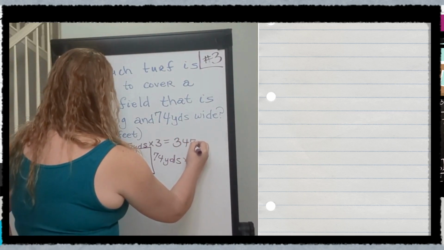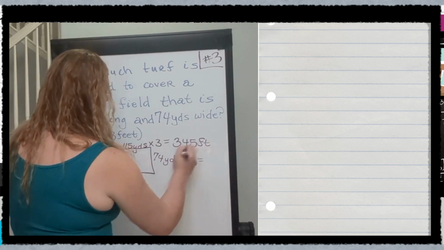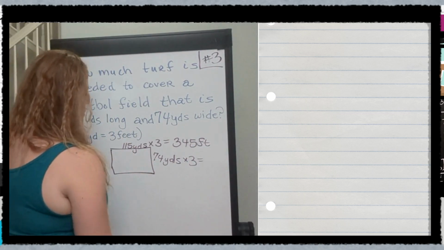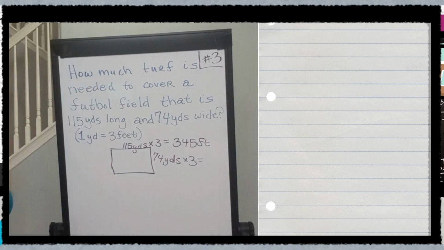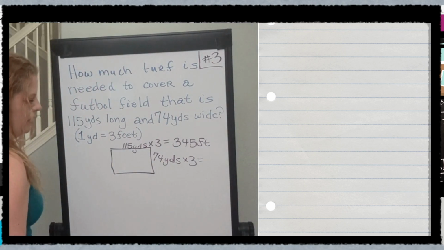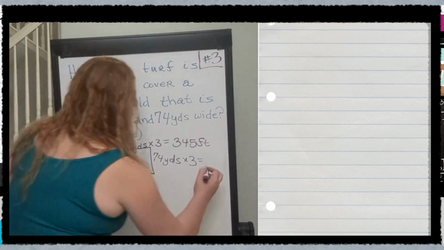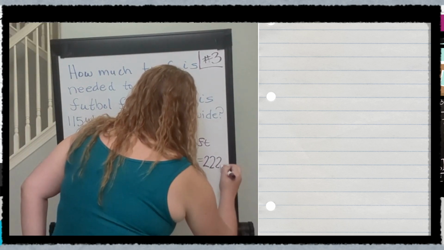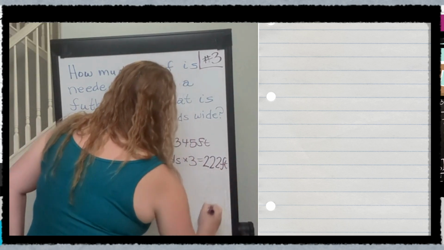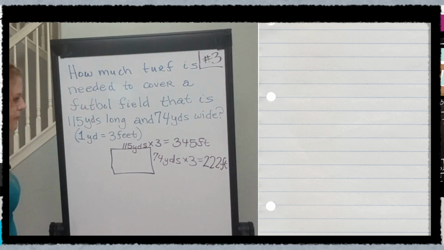Sorry, I kicked the board there. That's 345 feet. That would be 150 and then 225 minus 3, 222. Gave you a chance to see what me and Owen's brain looks like there for a second.